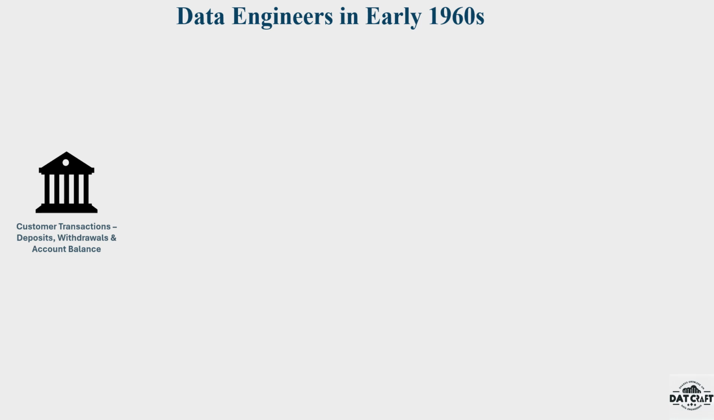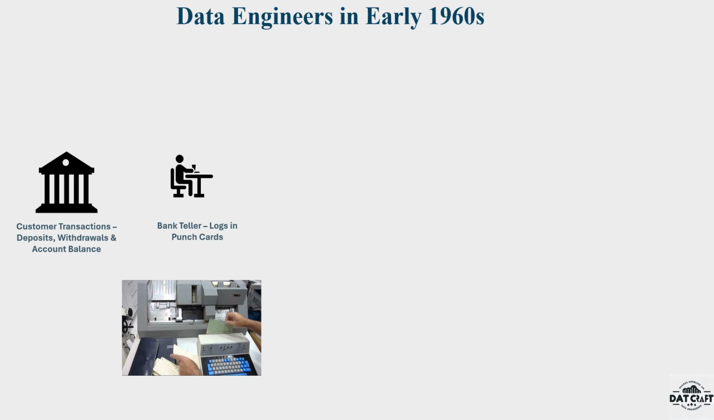It all started with figuring out how to centrally record and report customer transactions such as deposits, withdrawals, and account balance. So at each bank's branch, there would be a bank teller who would typically capture those transactions on a storage device known as punch cards, which are basically paper cards that are punched with a punching machine by the bank teller to represent data like account holder's name, number, balance, and so on.